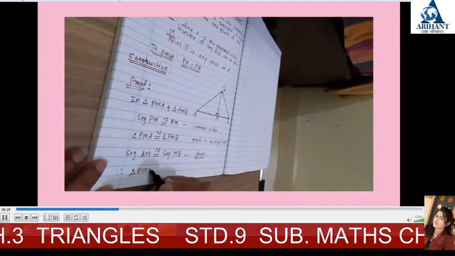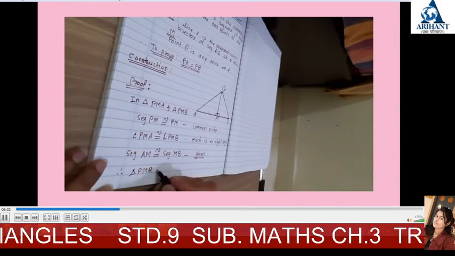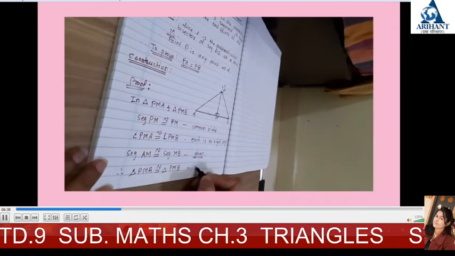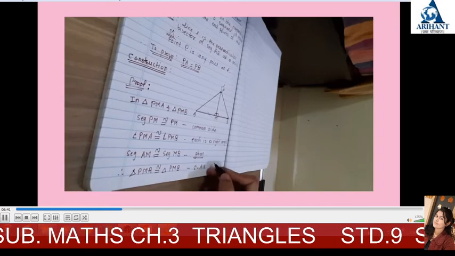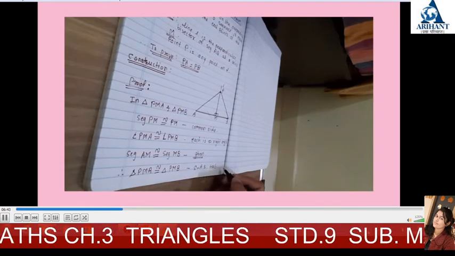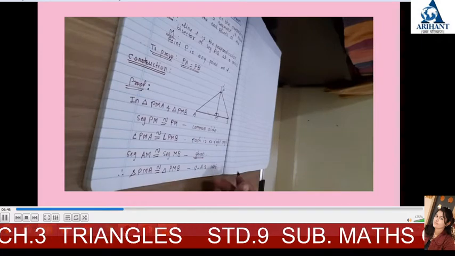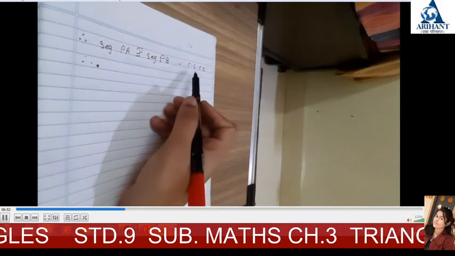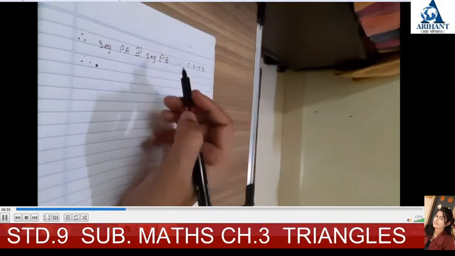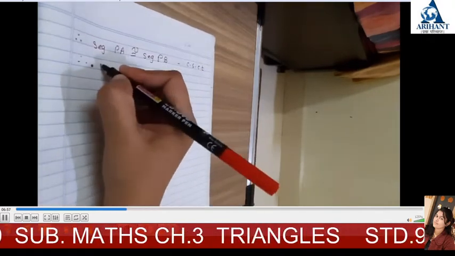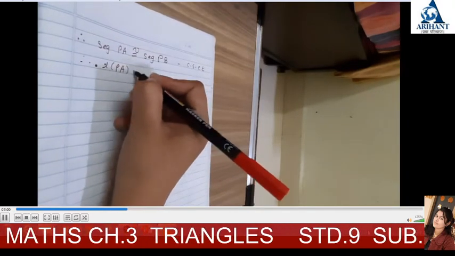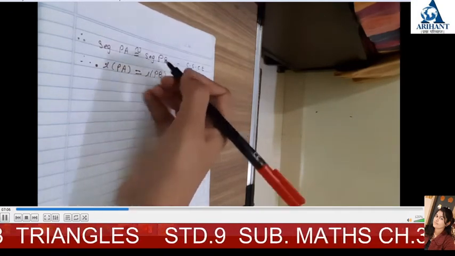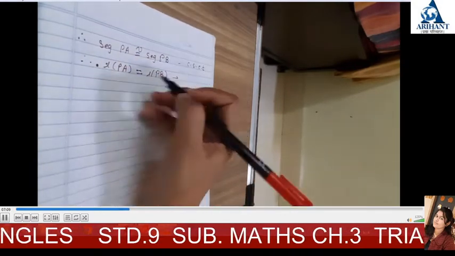So therefore triangle PMA is congruent to triangle PMB. This is by the SAS test, that is the side-angle-side test. Therefore segment PA is equal to segment PB, that is CPCT. Therefore line PA is equal to line PB, which is what we have to prove.